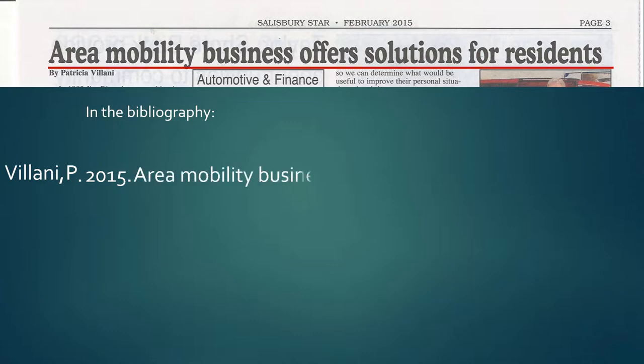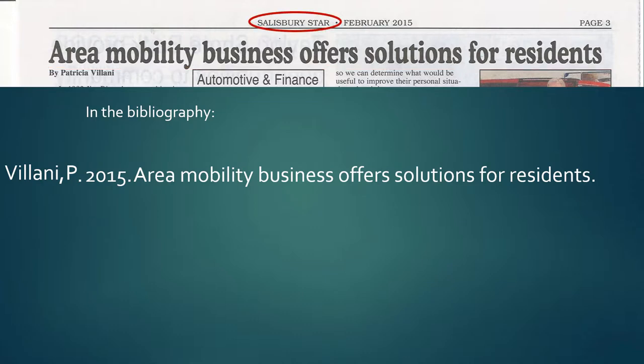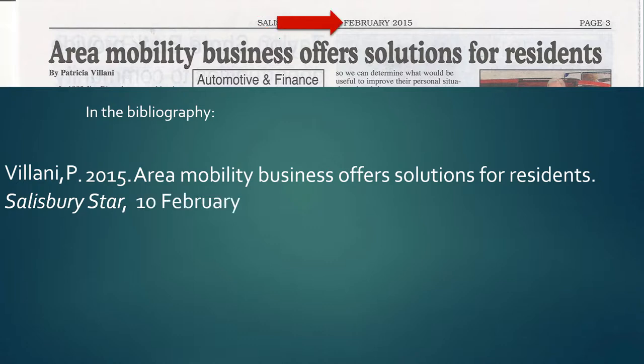Notice again that it is not italicized but is in sentence case. Then we have the name of the newspaper in italics, followed by a comma, and then the day and month of the publication. This is followed by a colon and then the page number on which the article appears. A full stop at the end finishes off our reference.